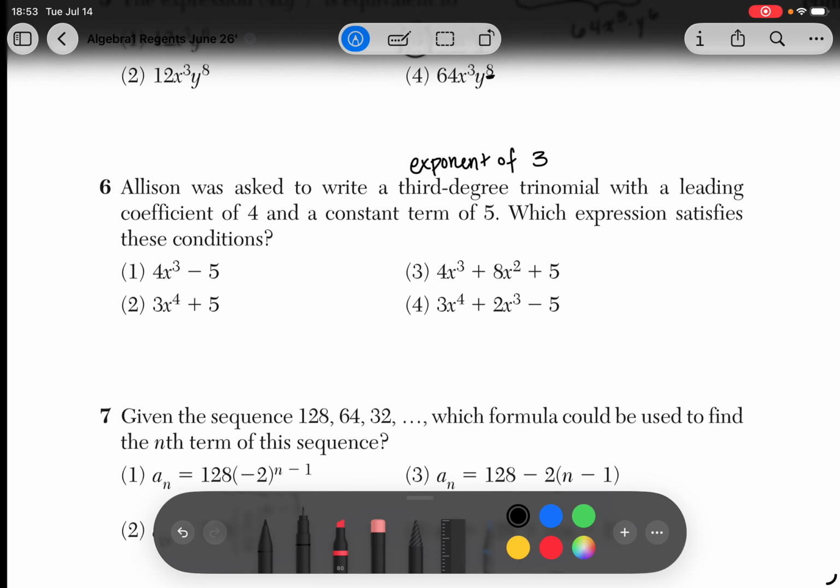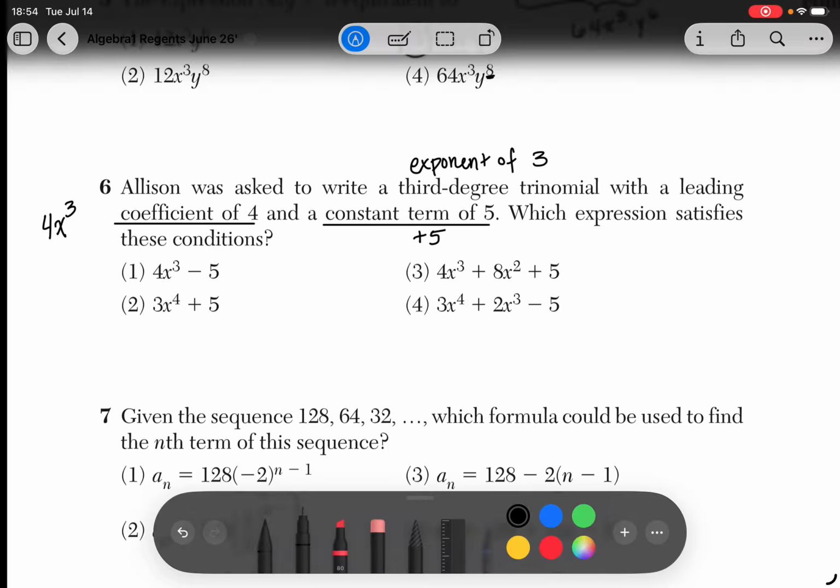With a leading coefficient of 4. A coefficient is that number that's going to be multiplied by the variable, so it would be like 4x raised to the power of 3 is what we're looking for. And a constant term of 5. Similar to what we said in that previous problem, the constant term is that standalone number. And since it's just 5, it's positive 5, so we just need to add 5.